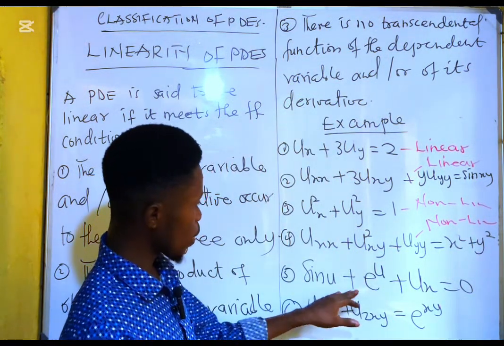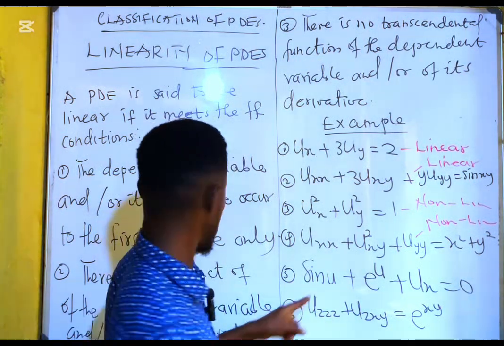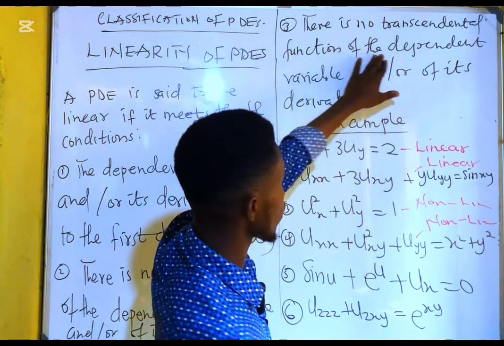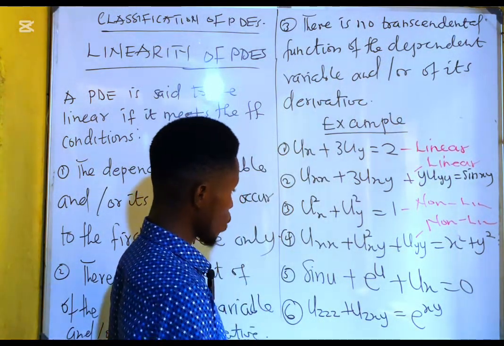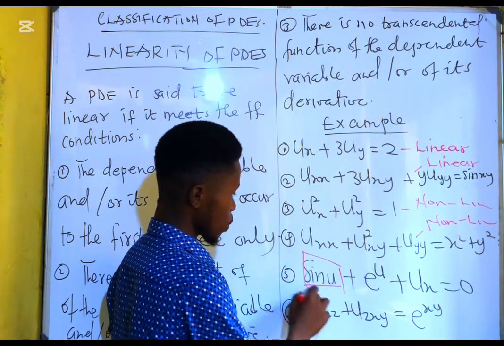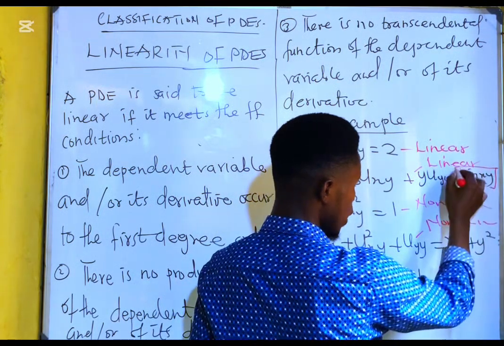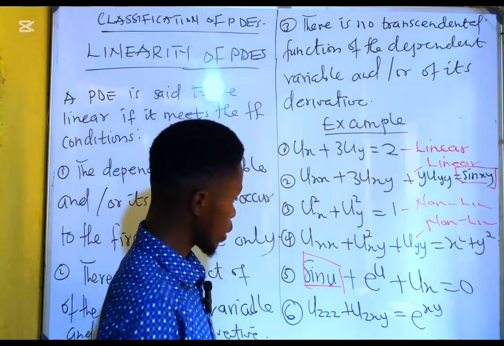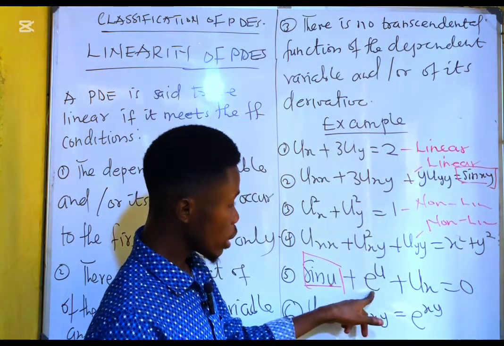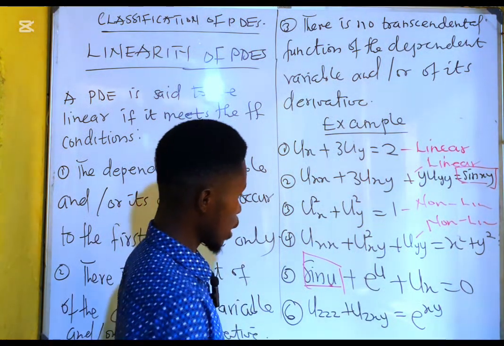This is sine u plus e to the power u. Now, which rule is this one violating? There is no transcendental function of the dependent variable. If you look at this dependent variable, which is u, there's a transcendental function applied on the u. So you see the difference: there's no u in the previous one, but here there's a transcendental function on the dependent variable.